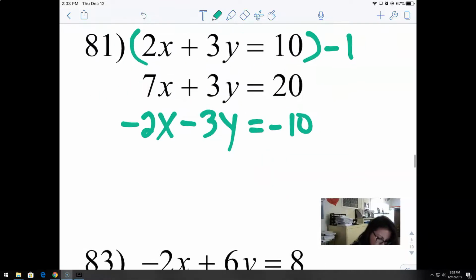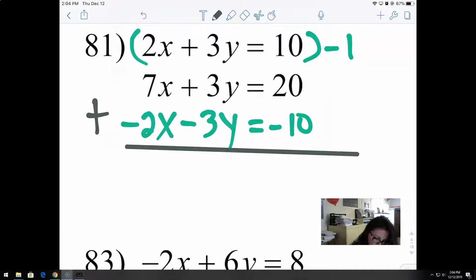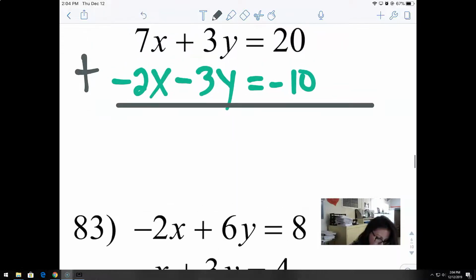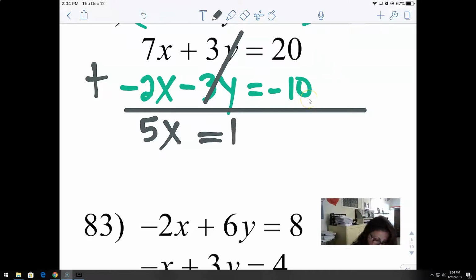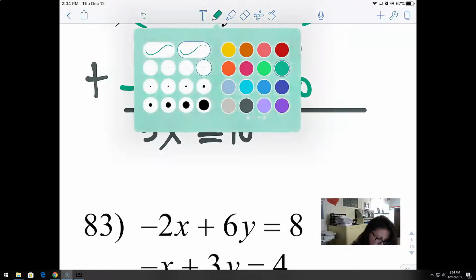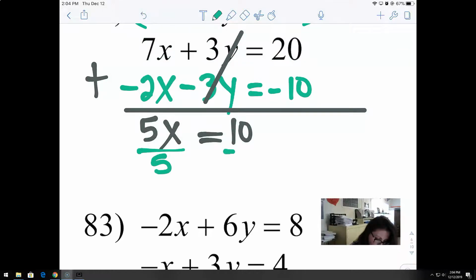So now you can zoom in and just add these together. So here you are, 7x minus 2x. 7x minus 2x is 5x. These cancel out, and you're left with 20 minus 10, which is 10. Divide both sides by 5 to get x equals 2. 10 divided by 5 is 2.